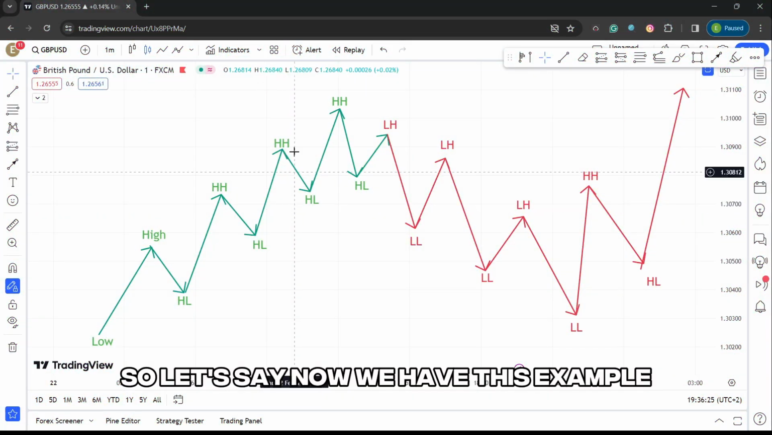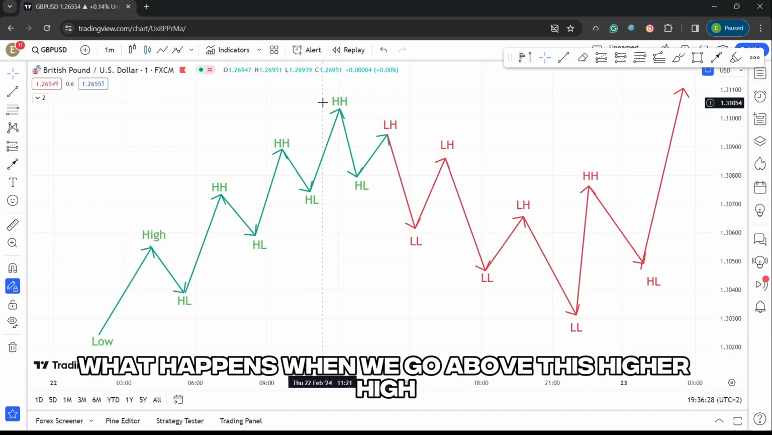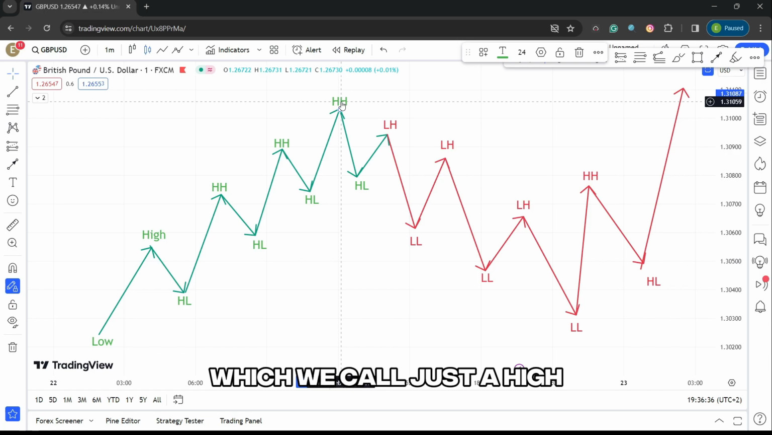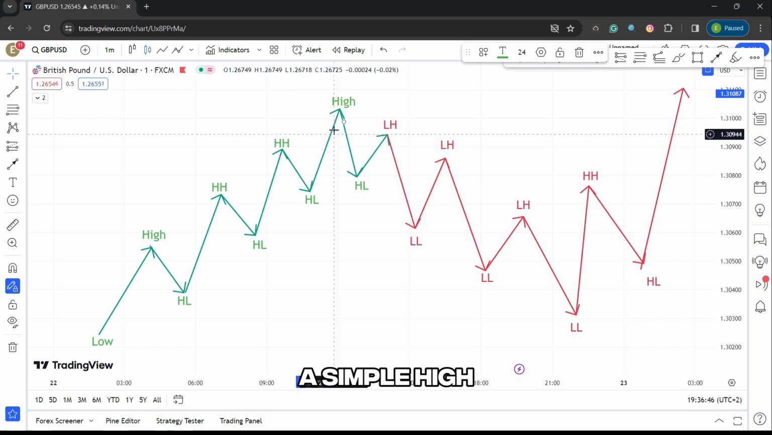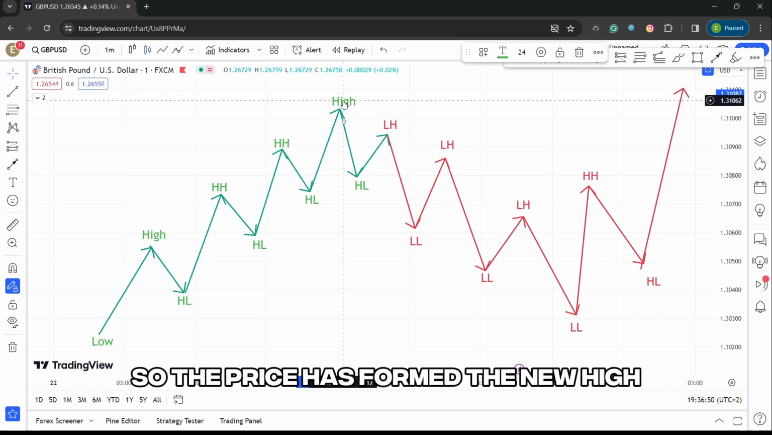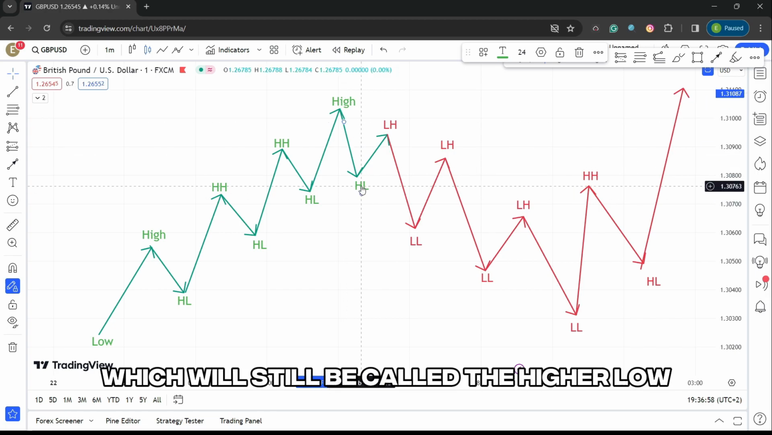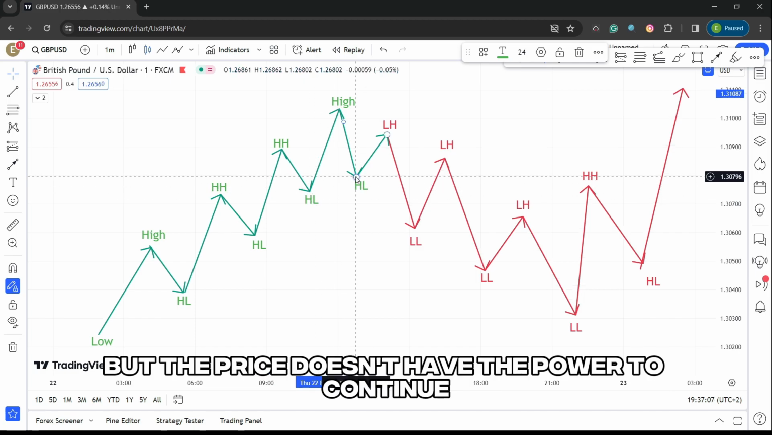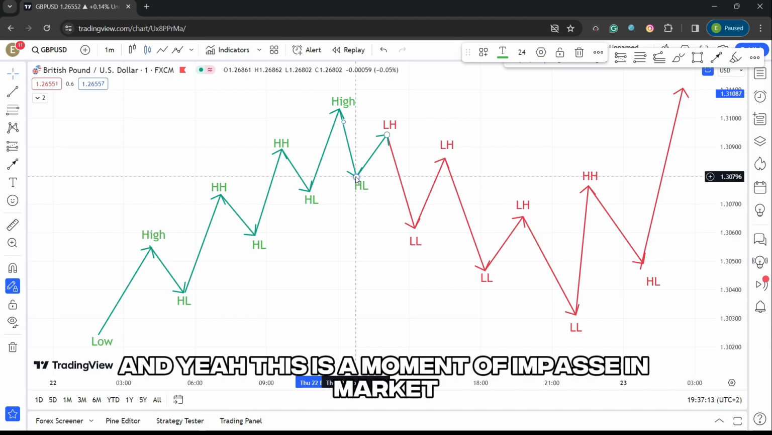Okay, so let's say now we have this example. What happens when we go above this higher high and form a new one, which we will call just a high, a simple high? But then the price stopped here, so the price has formed a new high and the pullback follows, which will still be called a higher low because it's above this low. It's a higher low, but the price doesn't have the power to continue.